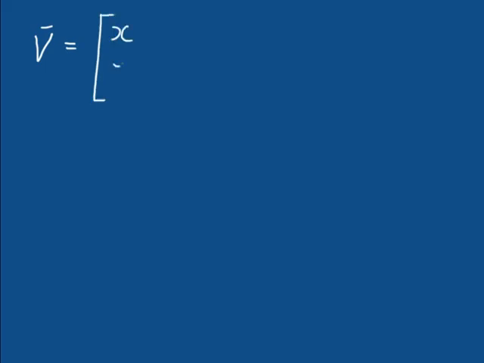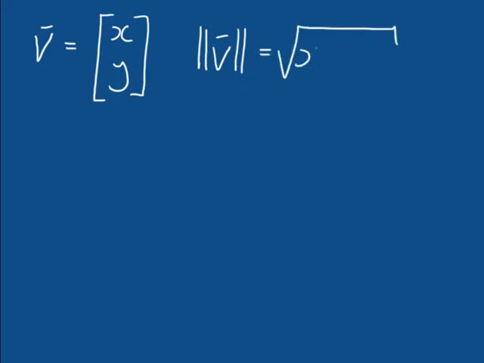an x and a y component, that we can find the magnitude of v, which can be denoted with a double vertical line before v and a double vertical line after v. So we can find the magnitude of v as equal to the square root of x squared plus y squared.